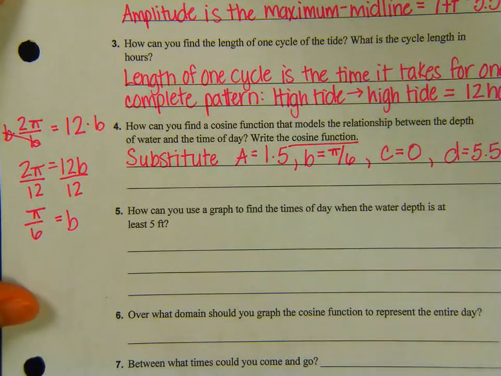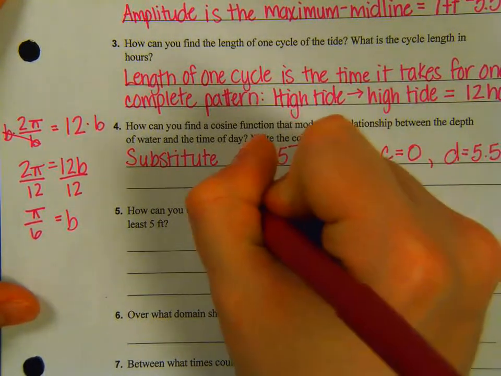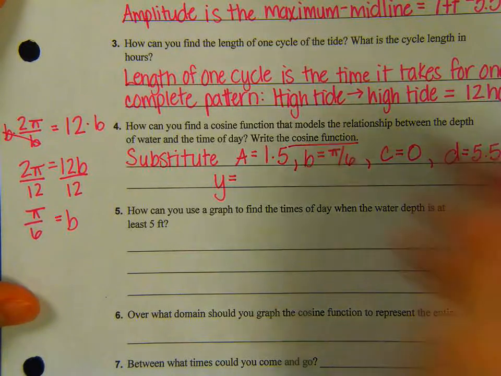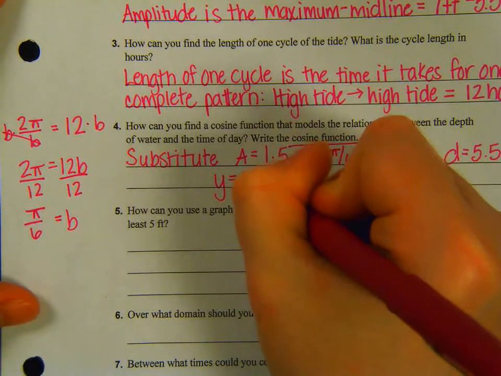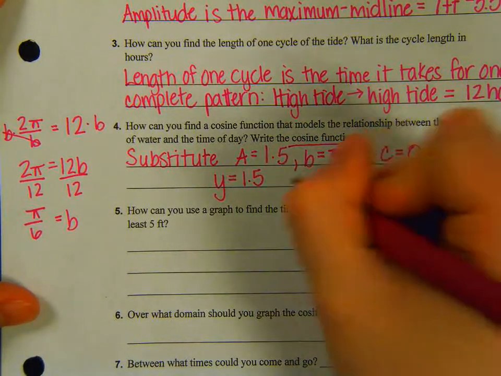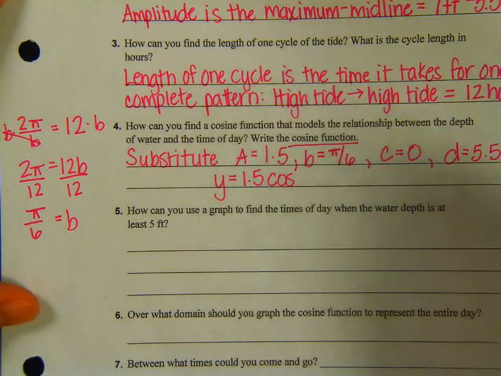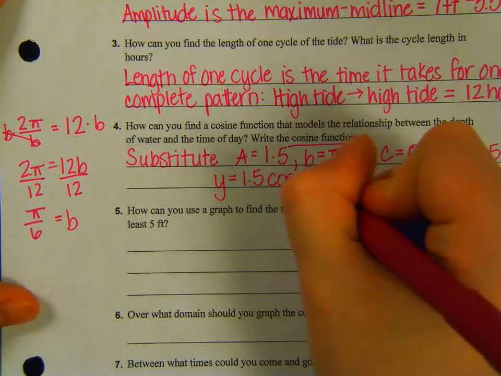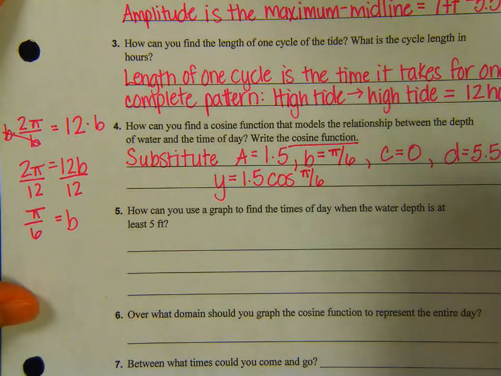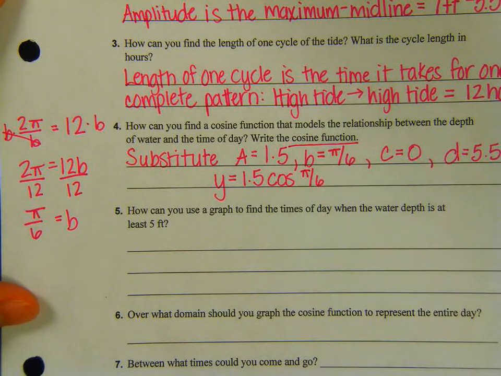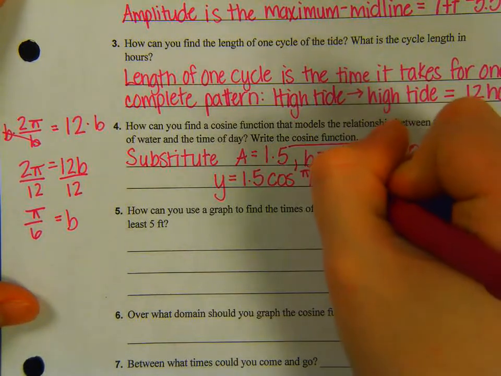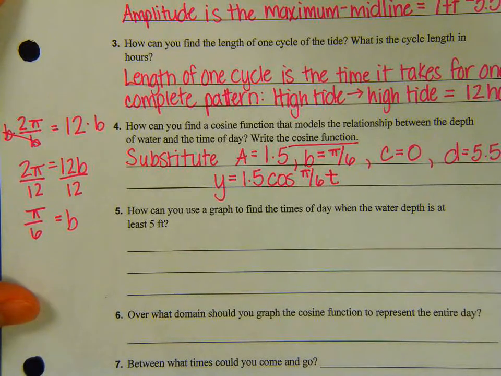Now I just have to write my cosine function. So we have y equals, a always comes first, so it's 1.5 cosine pi over 6, because that's my b, but b always has an x or a t or something behind it. Since we're talking about time, I'm going to put t there.